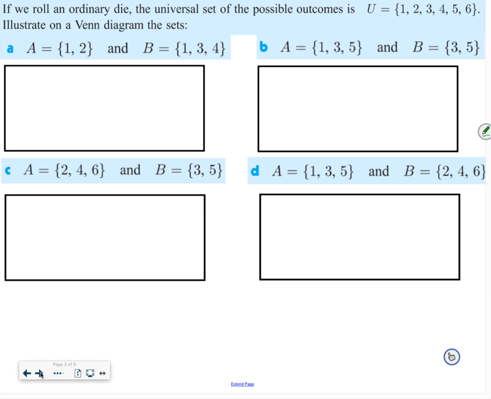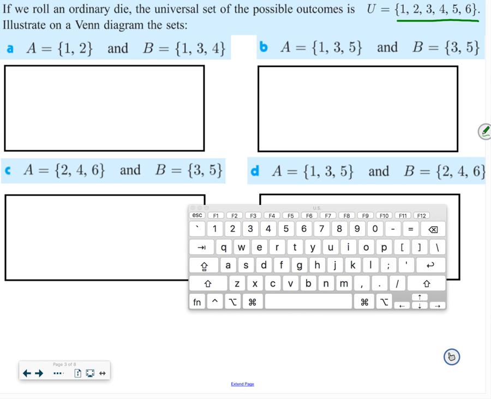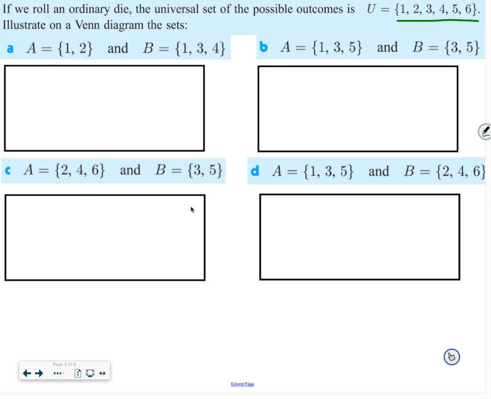Okay, so here in this example, we're going to be talking about rolling an ordinary die. So the universal set of the possible outcomes are the numbers 1 through 6. Okay, illustrate on the Venn diagram the sets. So here in part A, when we're writing this, we want to make sure that we label our universal set U. So that is what's in the box.